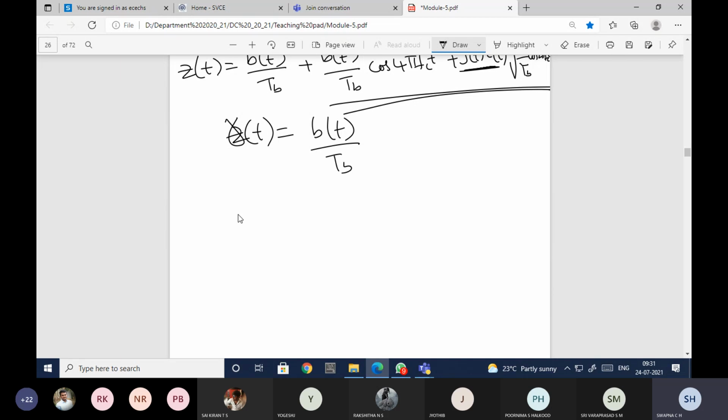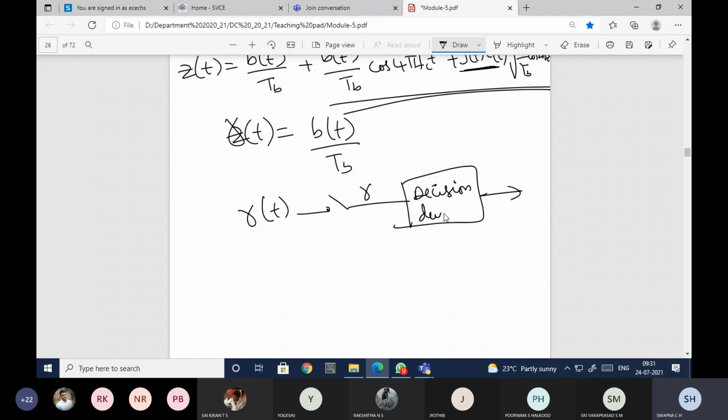Now what we are doing, we are sampling it so that I'll get r. r of t is passed through the sampler first, so that I'll get r. Then it is given to the decision making device, which will be compared with VTH. If r is greater than VTH, symbol 1; r less than VTH, symbol 0. So this is how the despreading is happening.